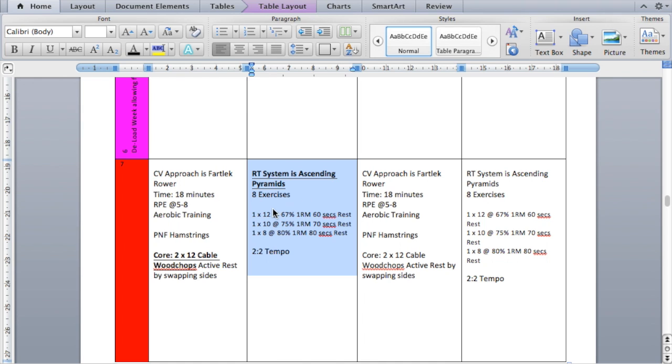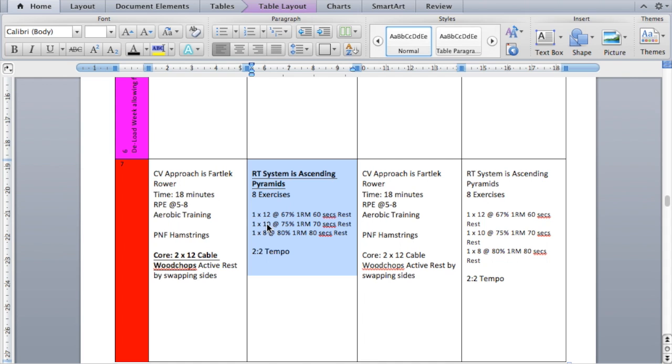There's 8 exercises in total, and it's an ascending pyramid that I've written out here, which means we start with the lightest weight in the first set, so 12 repetitions at 67% of the 1 rep max, and we've got a specific rest period here, 60 seconds. After that 60 seconds, my client puts the weight up to 75% of their 1 rep max.